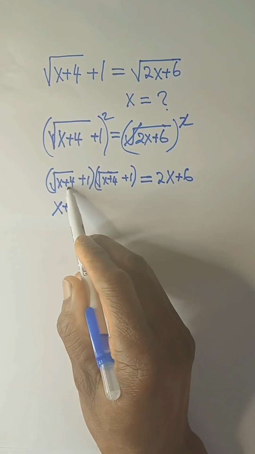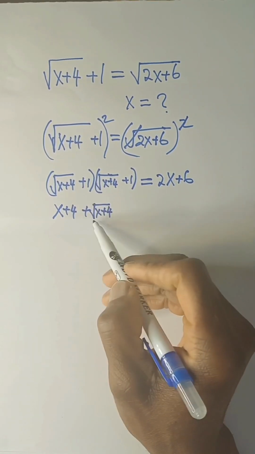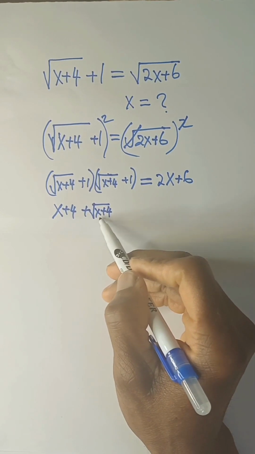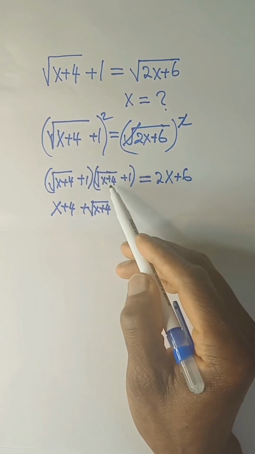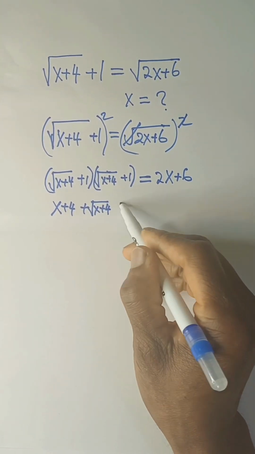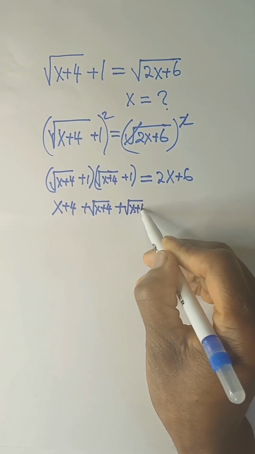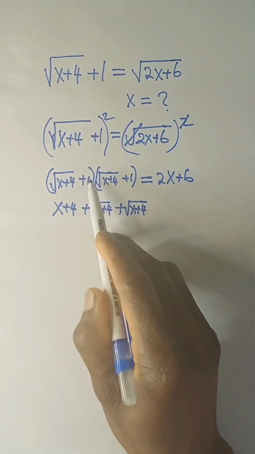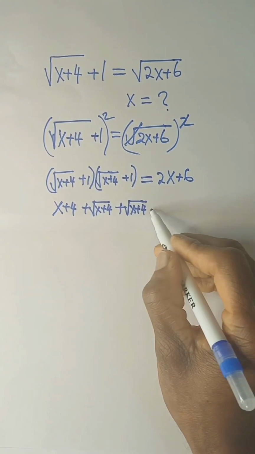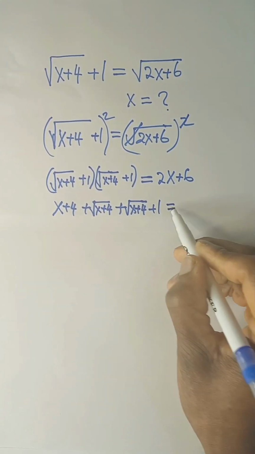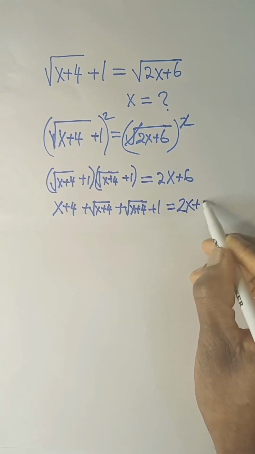The square root of x plus 4 times 1 will give us the square root of x plus 4. 1 times the square root of x plus 4 will give us the square root of x plus 4. And 1 times 1 will give us 1. And this is equal to 2x plus 6.